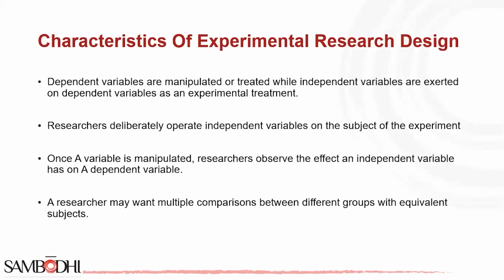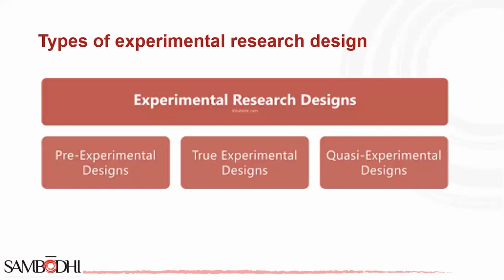So we understood what the characteristics are. Let's further deeply understand the types of experimental research design, because this will further help you implement your research. The first type is pre-experimental design.